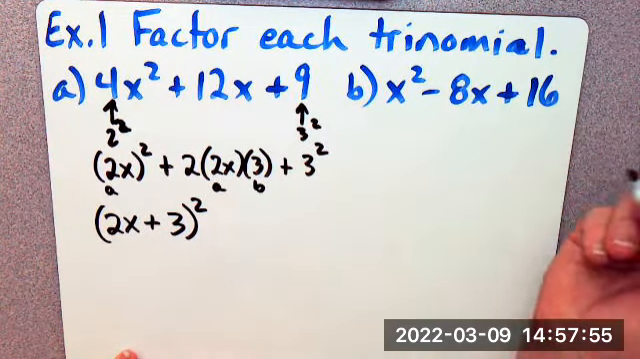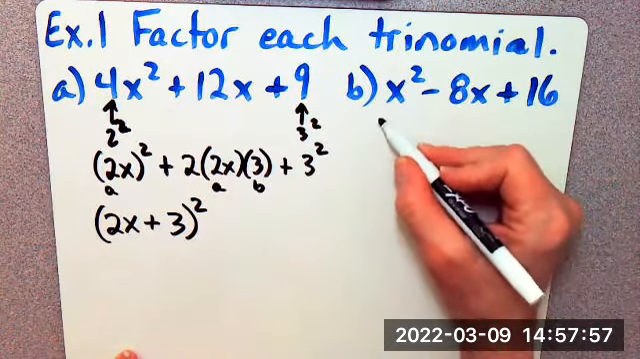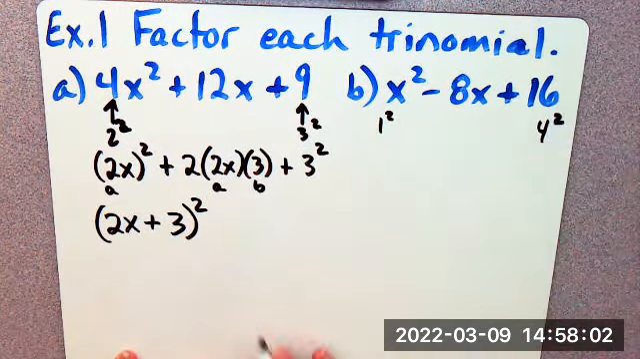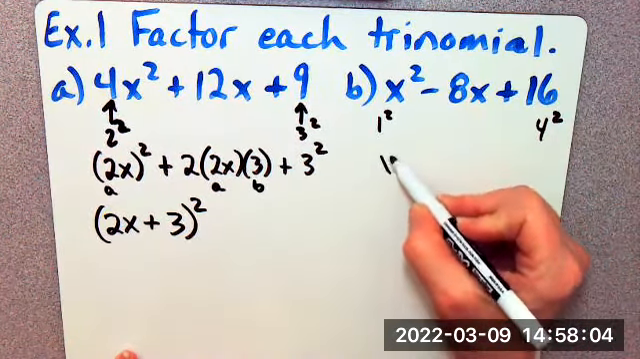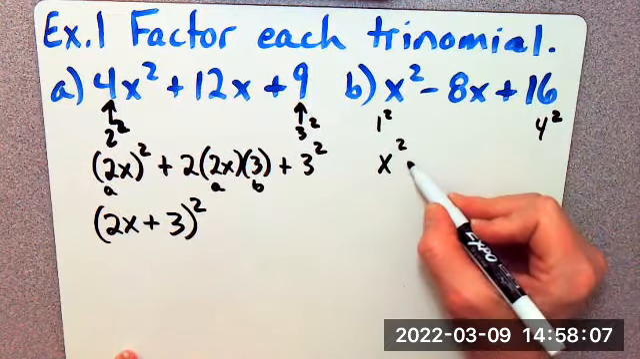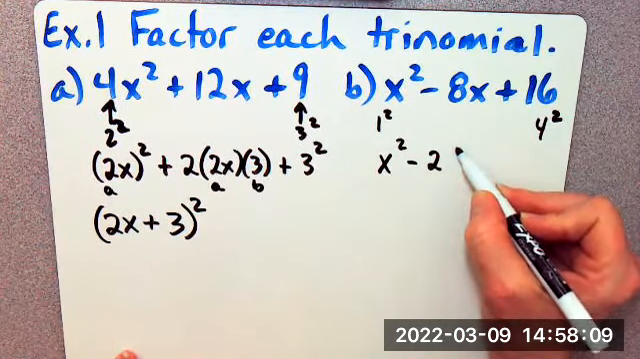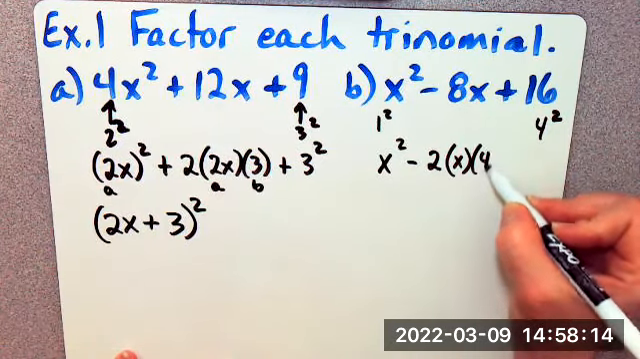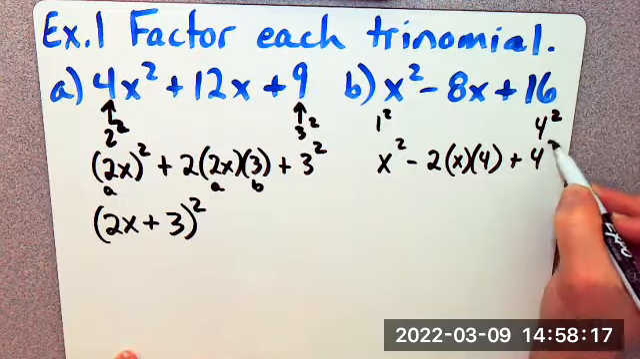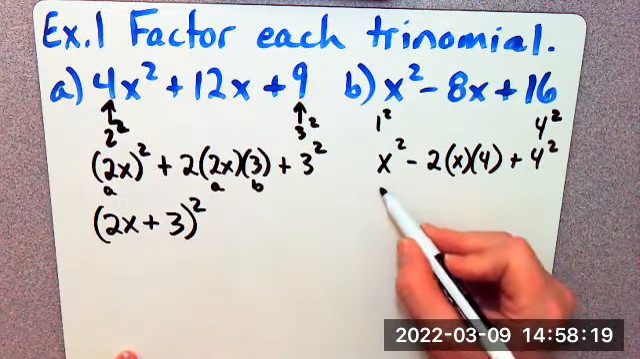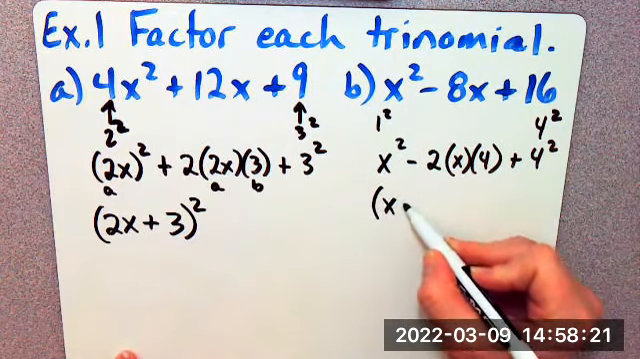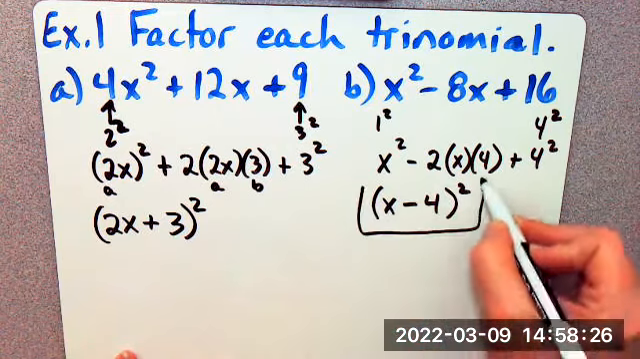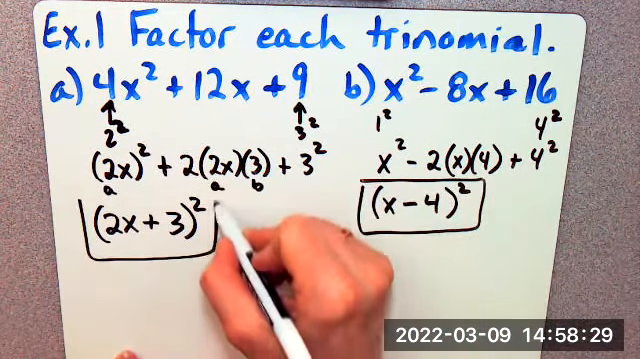So now let's take a look at this one. We see, well, there's just 1 squared here for a, but this is 4 squared. So now we have x squared minus 2 times the x, and then times 4 plus 4 squared. So that means that this must factor x minus 4 squared. So both of these would be our factored forms.